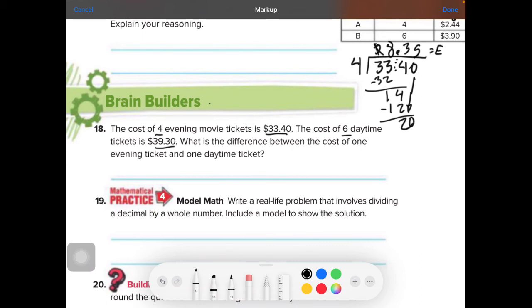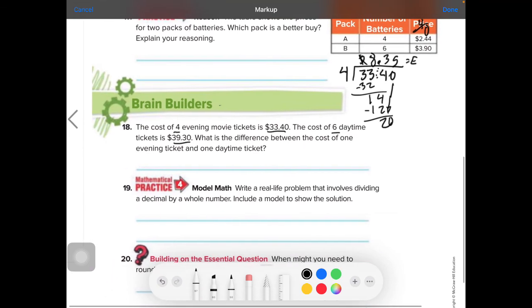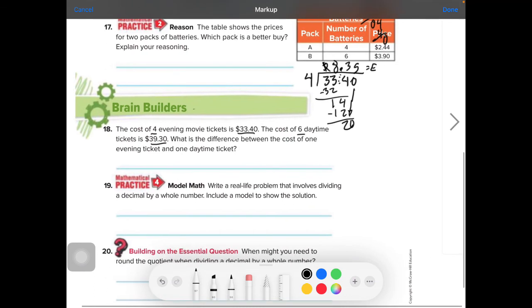So the cost of an evening ticket is $8.35. Okay, let's find the cost of a daytime ticket. Move over here and give me some more room. So my daytime ticket is going to be 6 into 39.30.